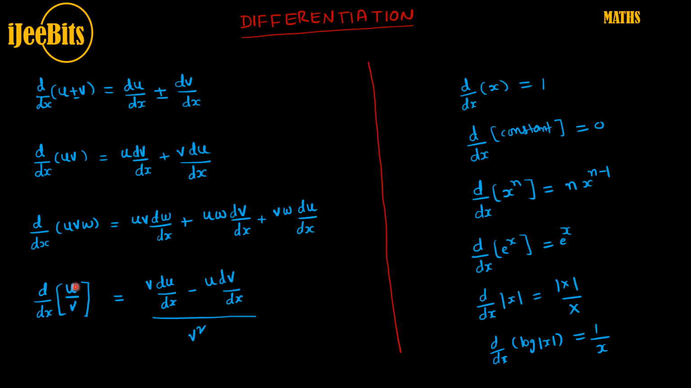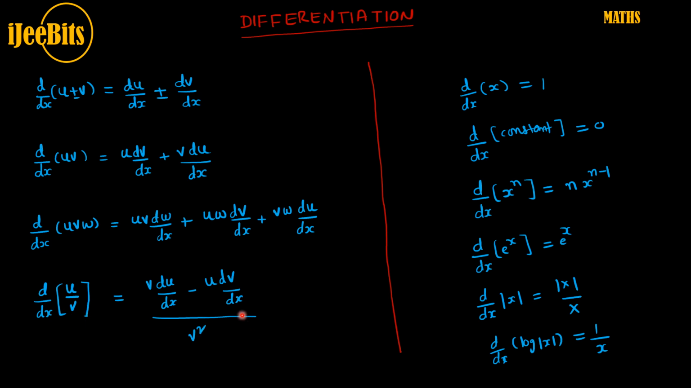The other one is division, u by v. This is a little tricky, but you have to remember the denominator v. So v du by dx minus u dv by dx, divided by the denominator square, v square.